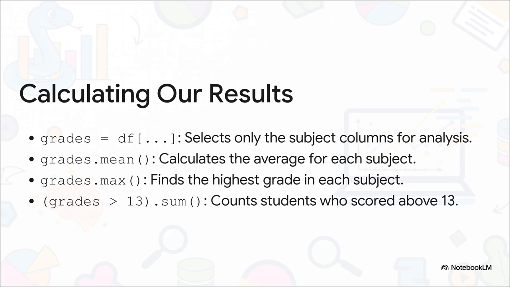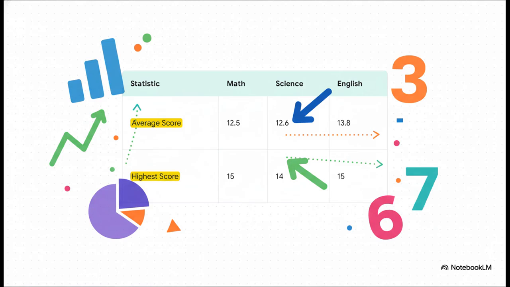Simple enough, right? .max finds the single highest score in each subject. And this last one is a really clever little trick. Grades greater than 13 .sum basically asks, hey, for each subject, how many students scored higher than 13, and then it counts them up for us. And boom, just like that, we have our first results.